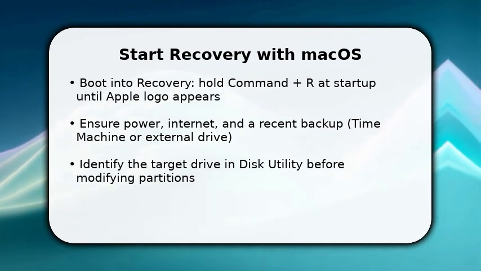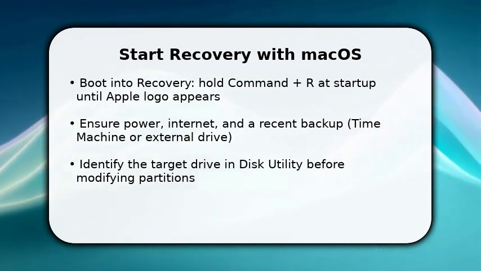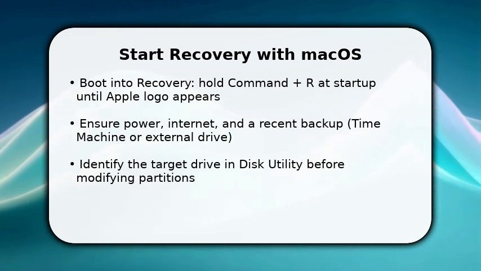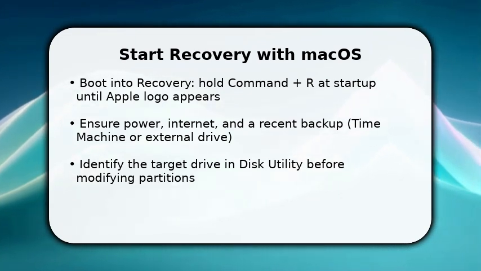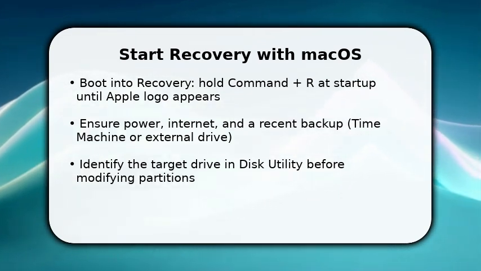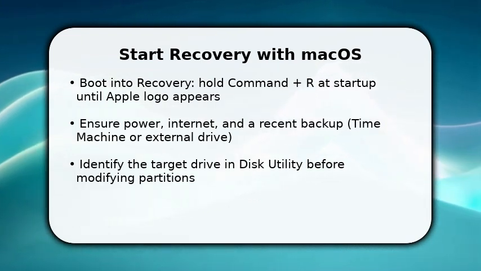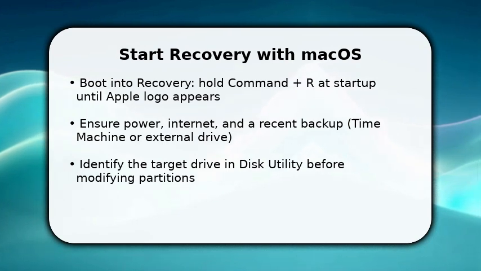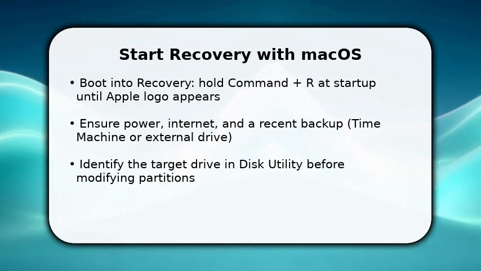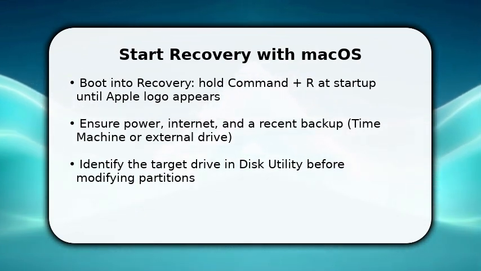Once in recovery, open Disk Utility immediately and choose View > Show All Devices so you see the physical disk plus volumes. Make sure the target disk is selected. If you have a backup, confirm its availability now. You do this first to prevent accidental data loss and to ensure Disk Utility operates on the correct device rather than a volume or container.